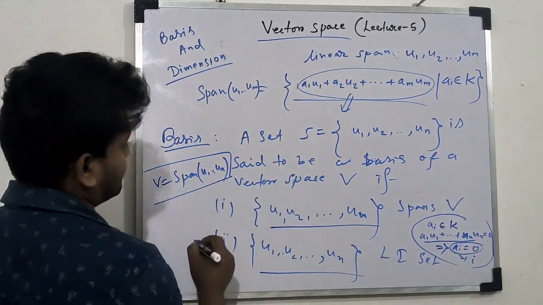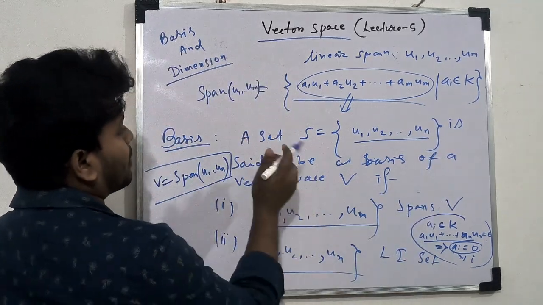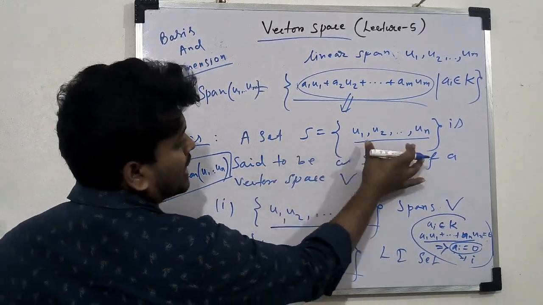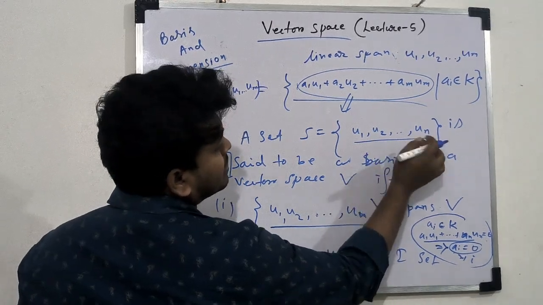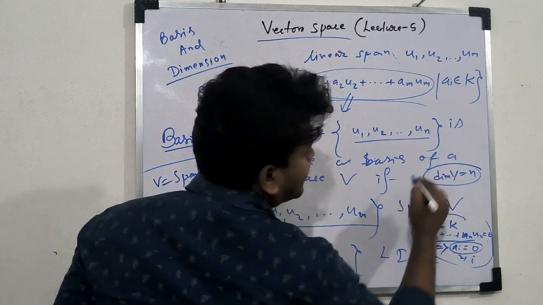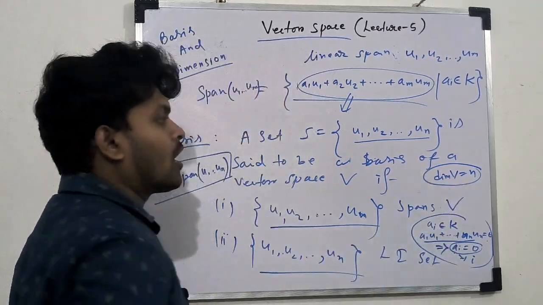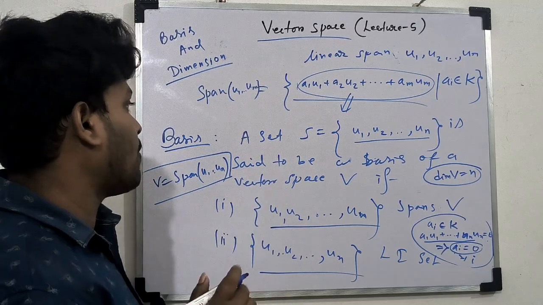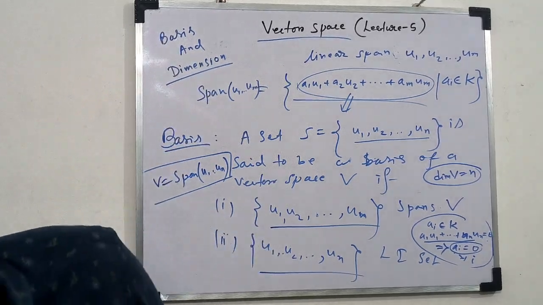And the dimension is the number of elements of the basis. So if S is a basis of vector space V, and there are n elements in the basis, then the dimension of the vector space will be n. So the number of elements in a basis is the dimension of that vector space.